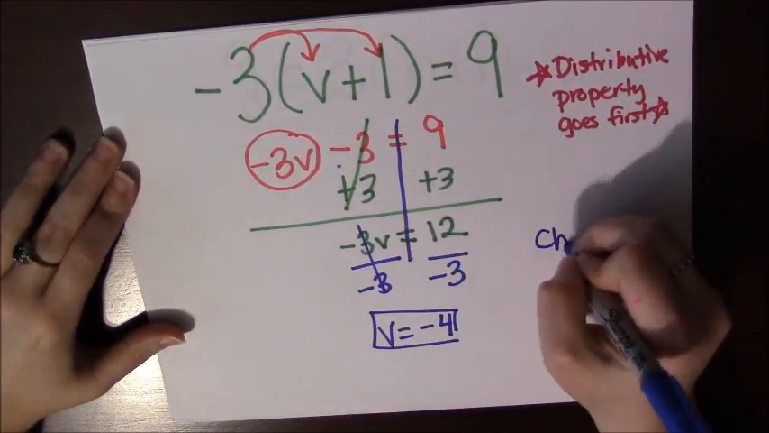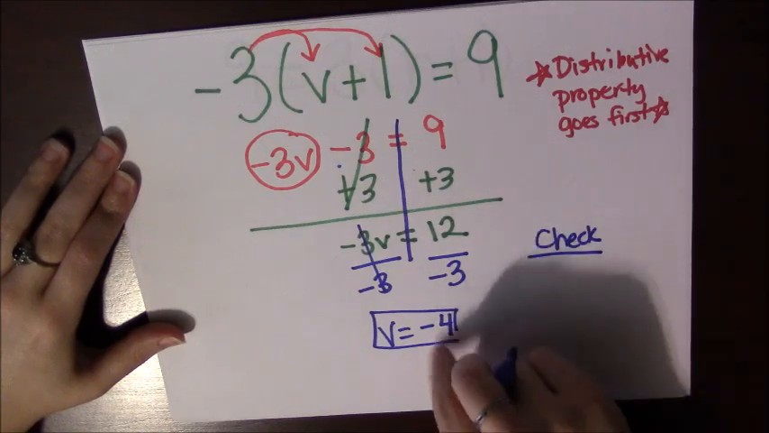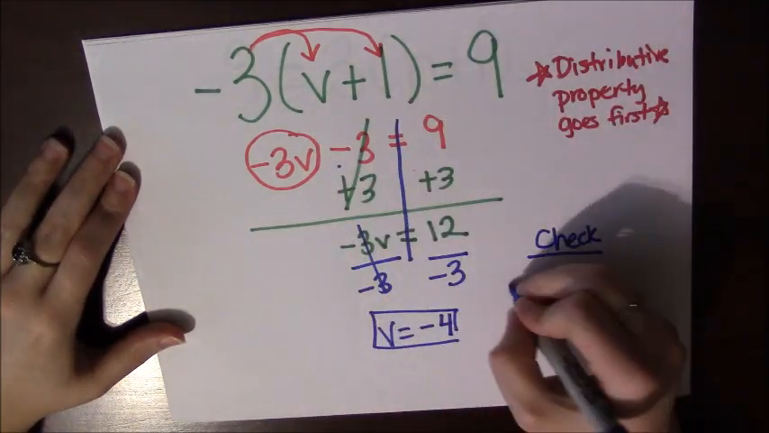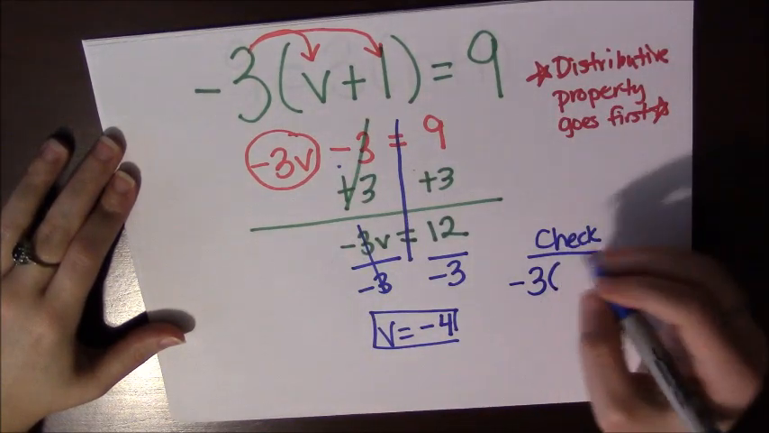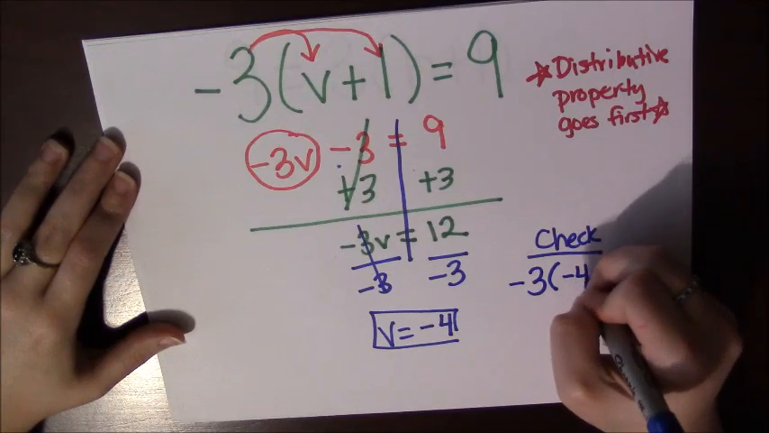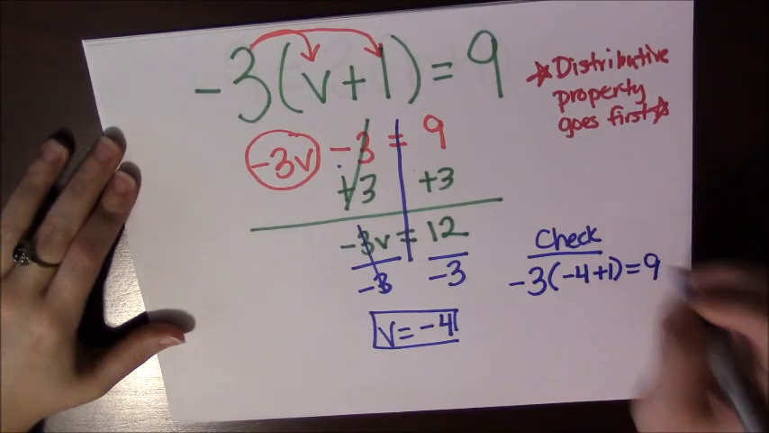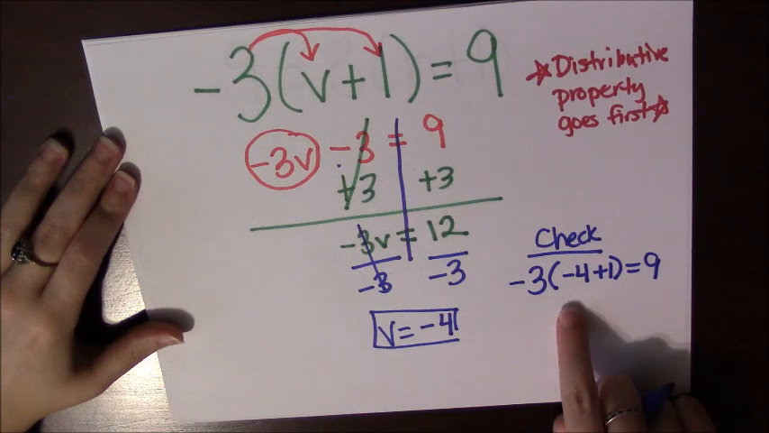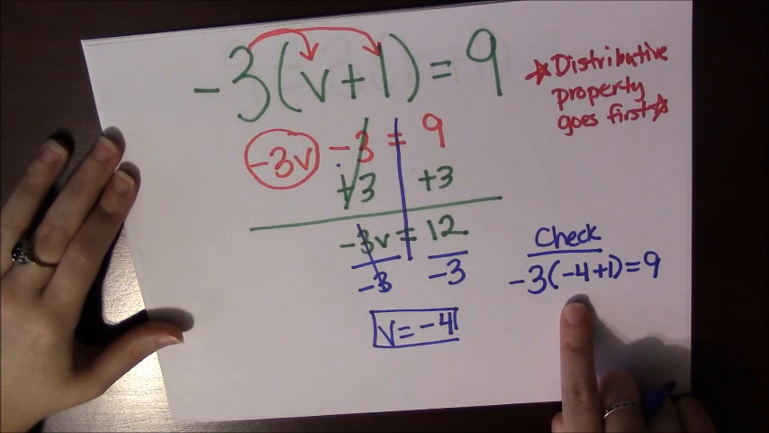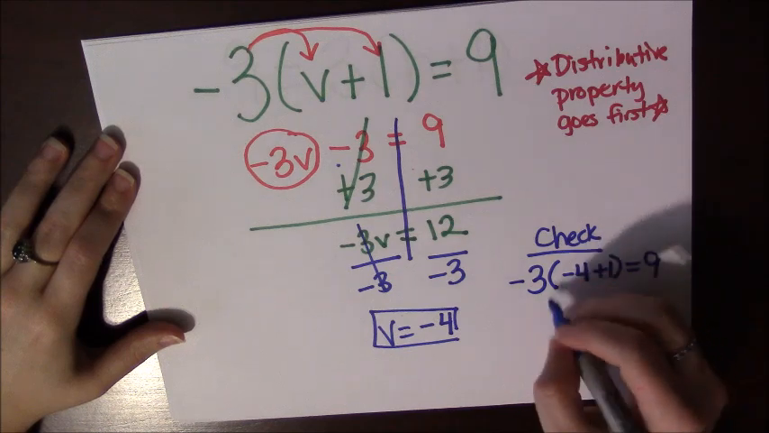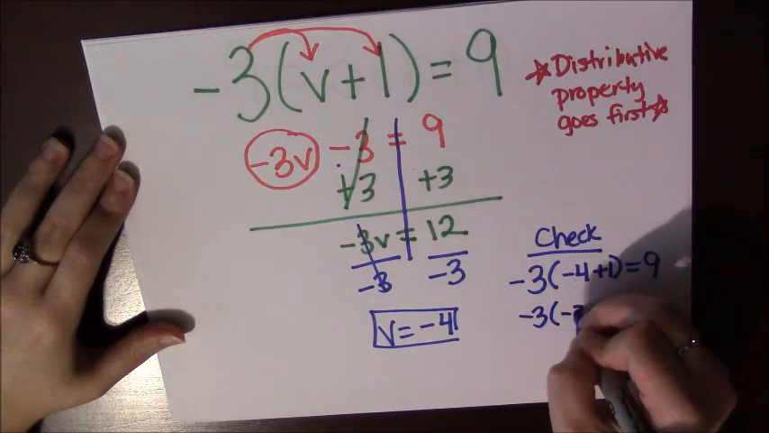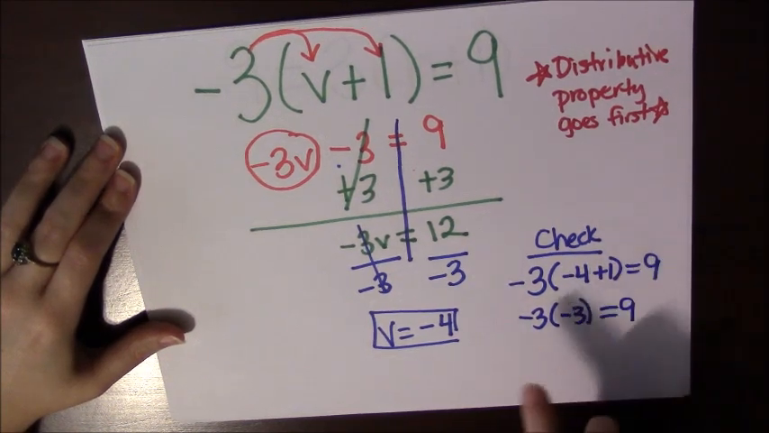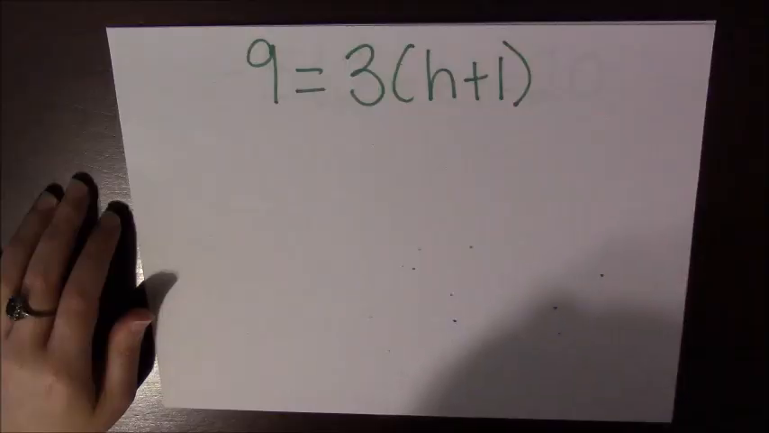And the check, again, we substitute the number in for v. So I have -3 times the quantity, -4 plus 1 equals 9. We go through GMDOS on this side. So GMDOS says grouping comes first. So -4 plus 1 is -3. So -3 times -3 equals 9. -3 times -3 is 9.